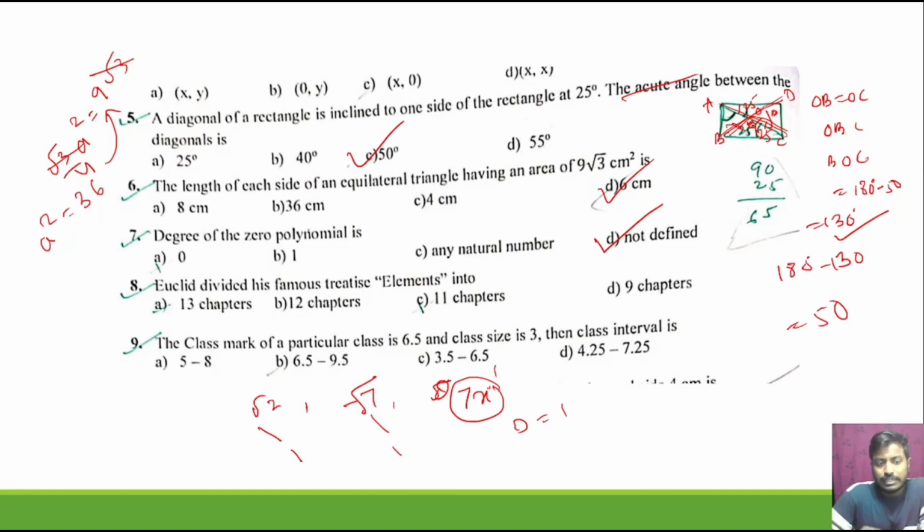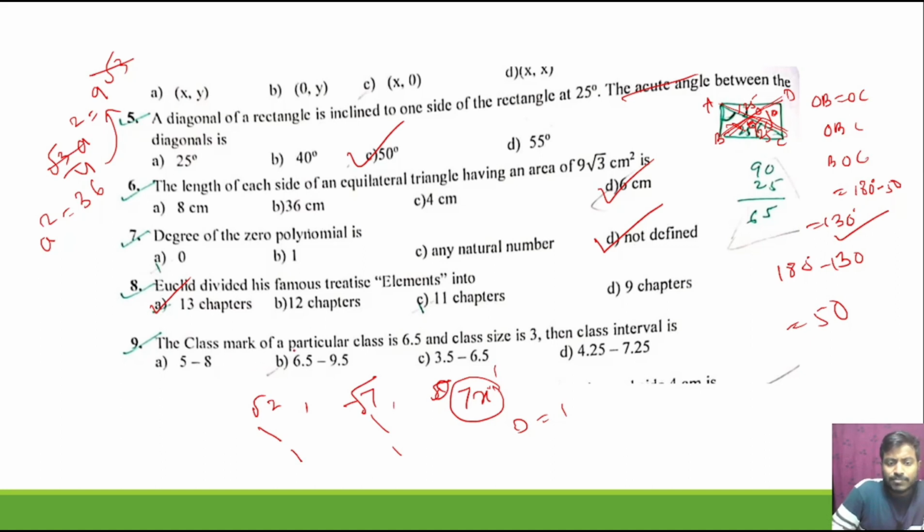Understand? Next question. Euclid divided his famous treatise Elements into dash chapters, 13 chapters. Option number A is the correct answer. The class mark of a particular class is 6.5, class size equal to 3, then the class interval is dash.